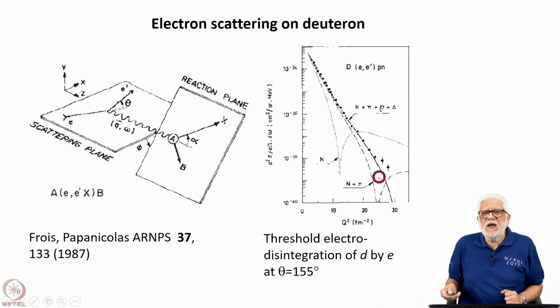Okay. On the other hand, if you take into account virtual pions that are there in the deuteron, then this fit is somewhat better. It follows it all the way up to about 12 or so q squared, and then of course it deviates. And finally, of course, if you include not just virtual pions but also virtual rho mesons and virtual delta resonances in the deuteron, then you can fit this reasonably accurately. Okay, this threshold electrodisintegration data.